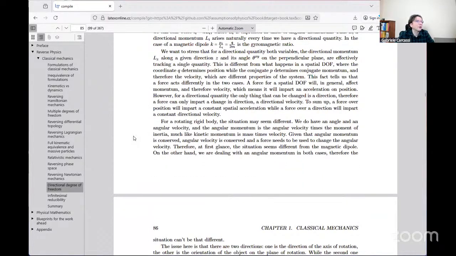This, I don't know about you, but it's something that I always found fascinating because it kind of breaks the symmetry. Like in terms of directions, the laws are not second order.